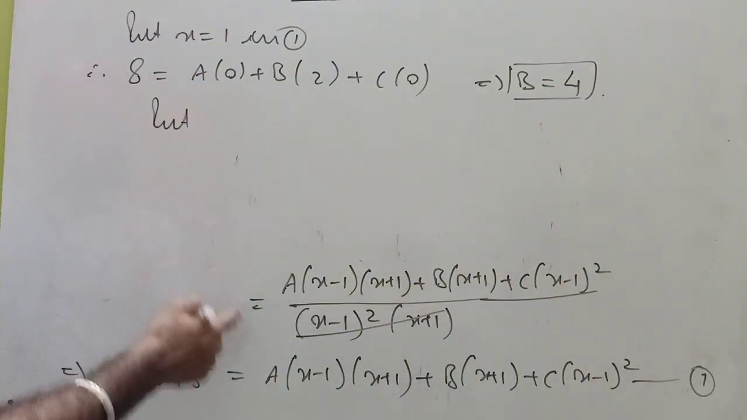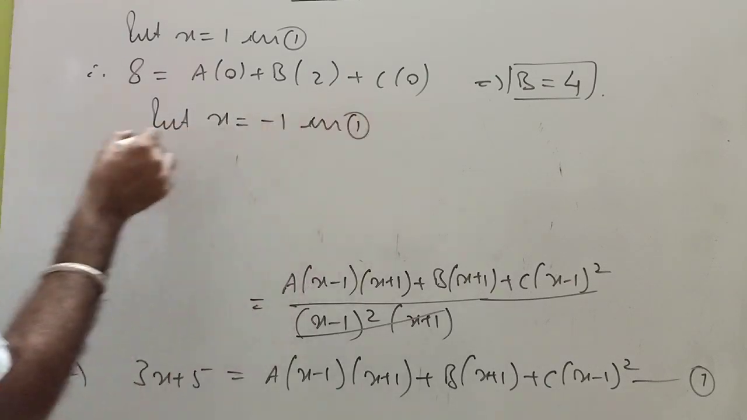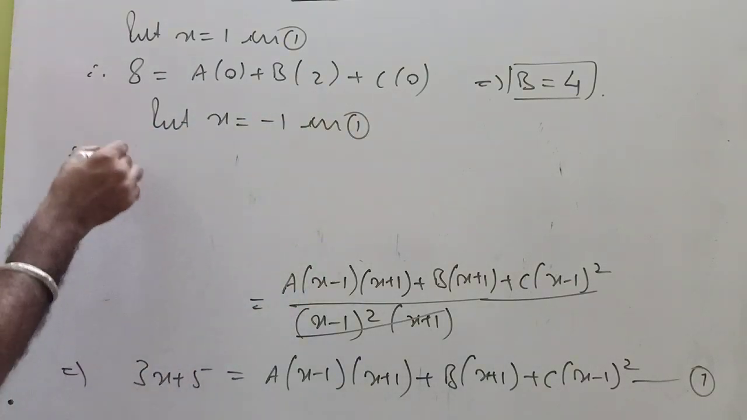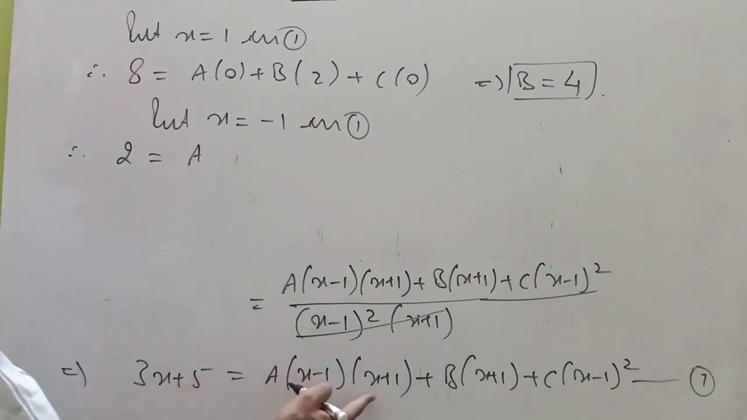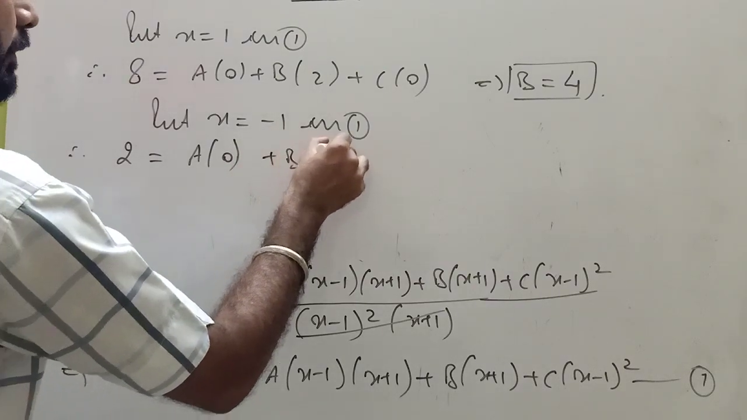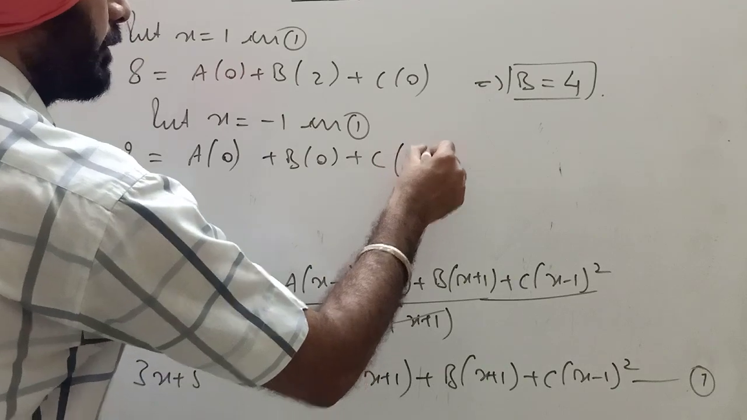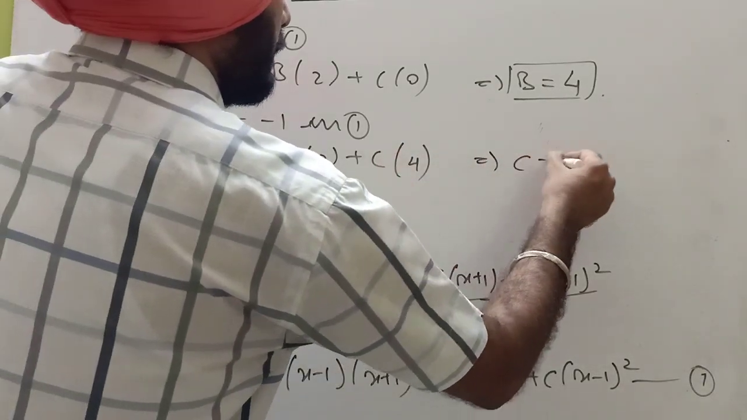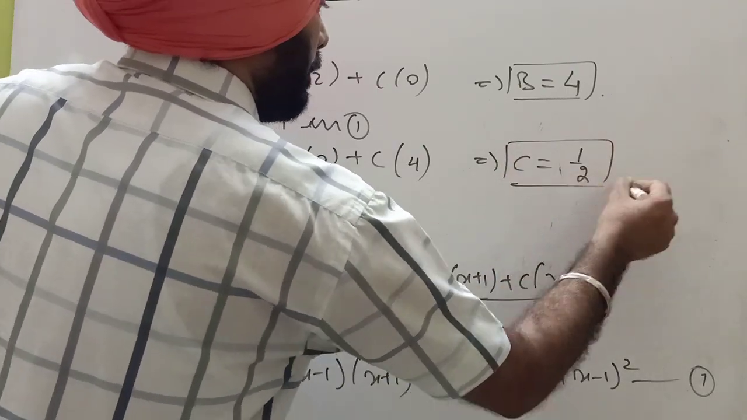Again from the second bracket, put x is equal to minus 1 in number 1 equation. Therefore minus 3 plus 5 is 2. When we put x as minus 1, a becomes 0, b also becomes 0, c into minus 1 minus 1 is minus 2, its square is 4. So the value of c is 2 by 4, means 1 by 2. a is still pending.